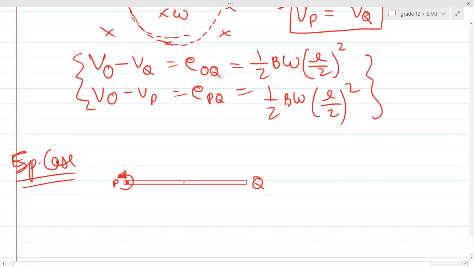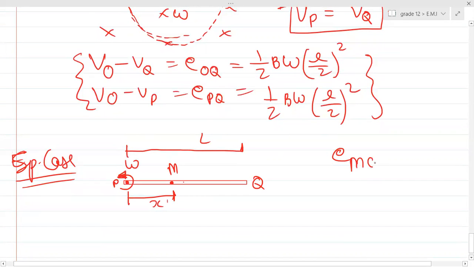But I don't want this. I want, this is M. The distance is x. The rod is rotating about point P, but I want the potential difference, what is the EMF across M and Q. Basically I want Vm minus Vq. Yes, what will be your approach to solve it?